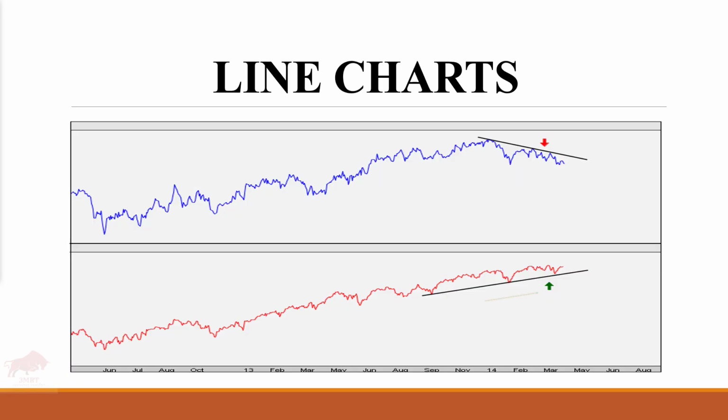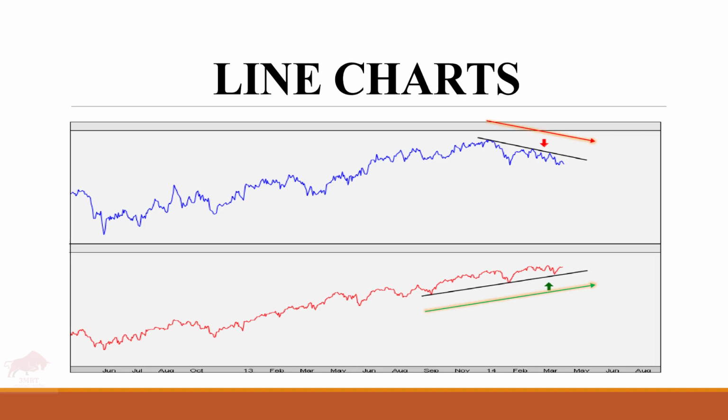An upward sloping line indicates an uptrend characterized by higher highs and higher lows. Conversely, a downward sloping line suggests a downtrend with lower highs and lower lows. A flat or horizontal line represents a sideways or ranging market.